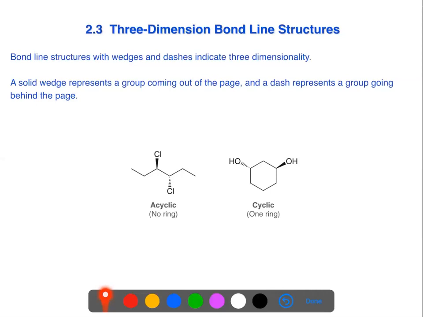In this ring system, similarly, we see a solid wedge between this carbon and oxygen of this hydroxyl group, and that represents that this OH group is above the plane of this ring, above the page, whereas this particular OH group attached to the ring system would be behind the page or sitting below the plane of that ring.